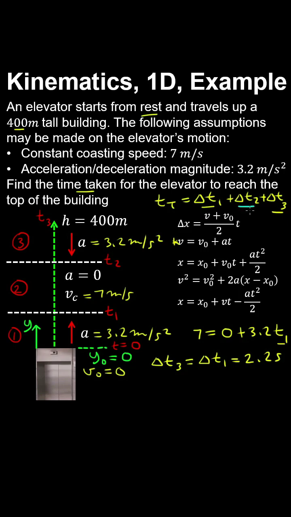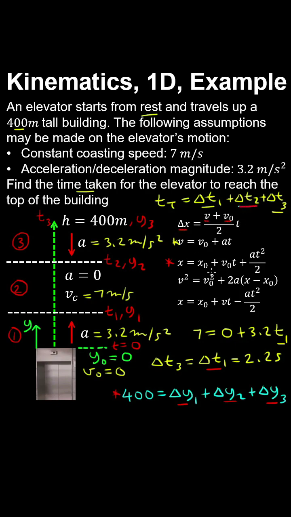Now to find delta t2, we can use the height of the building, which is equal to the sum of the distances travelled in each interval. So to find delta y1, which is equal to y1 minus y0, we can use this kinematic equation, because we've already found delta t1. And by symmetry, delta y3 is y3 minus y2, which is equal to delta y1. And from this equation, we can find delta y2 and substitute it into this equation with the coasting velocity, and that gives you delta t2.